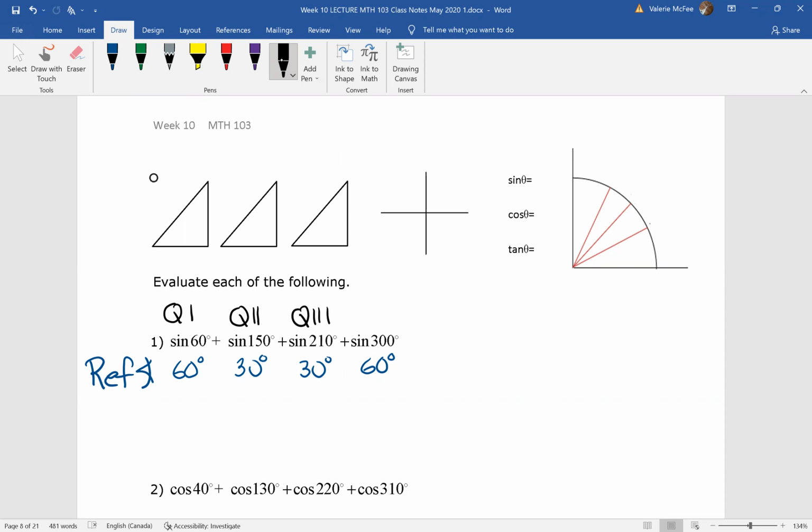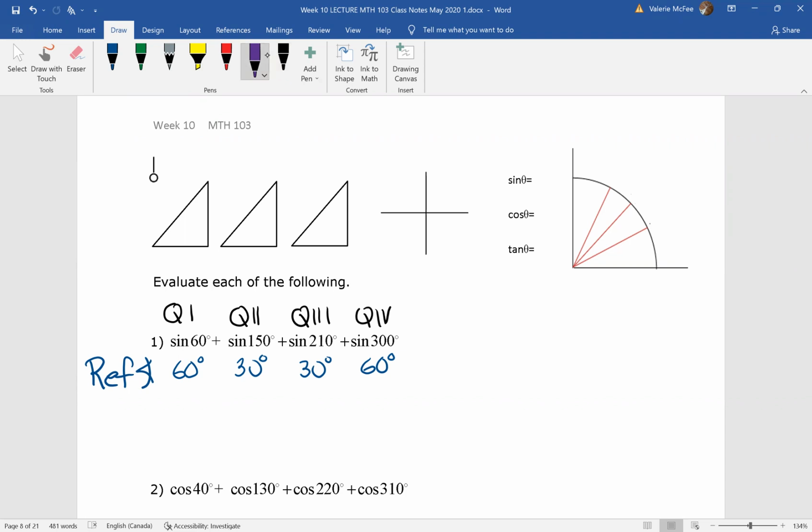210 is 30 degrees away from 180. 300 degrees is in quadrant 4, 60 degrees away from the x-axis. So notice that we have two terms with 60-degree reference angle, two terms with a 30-degree reference angle.